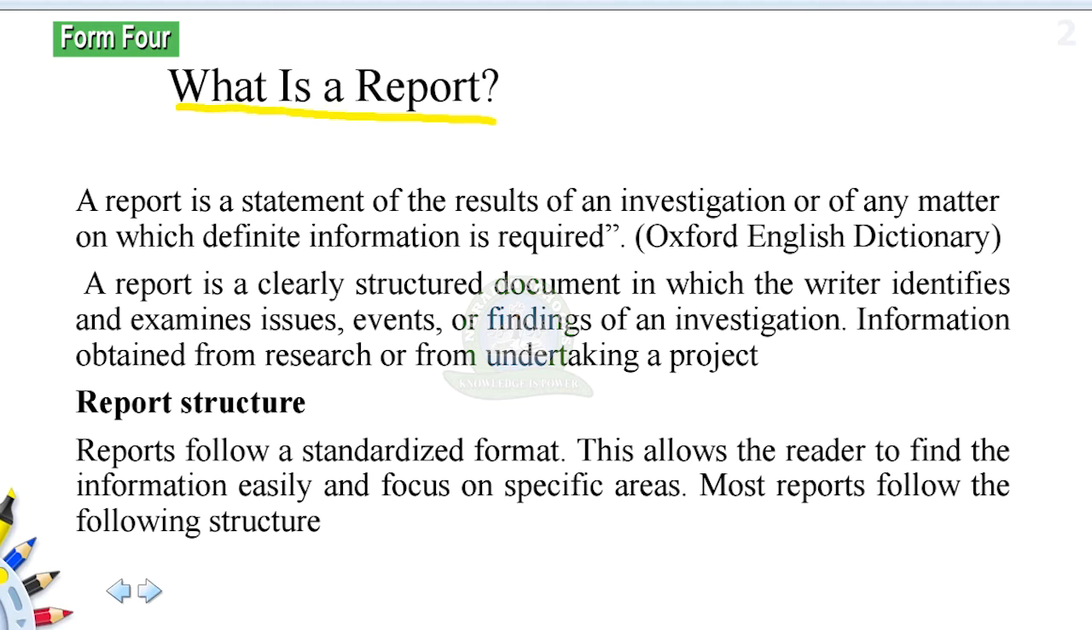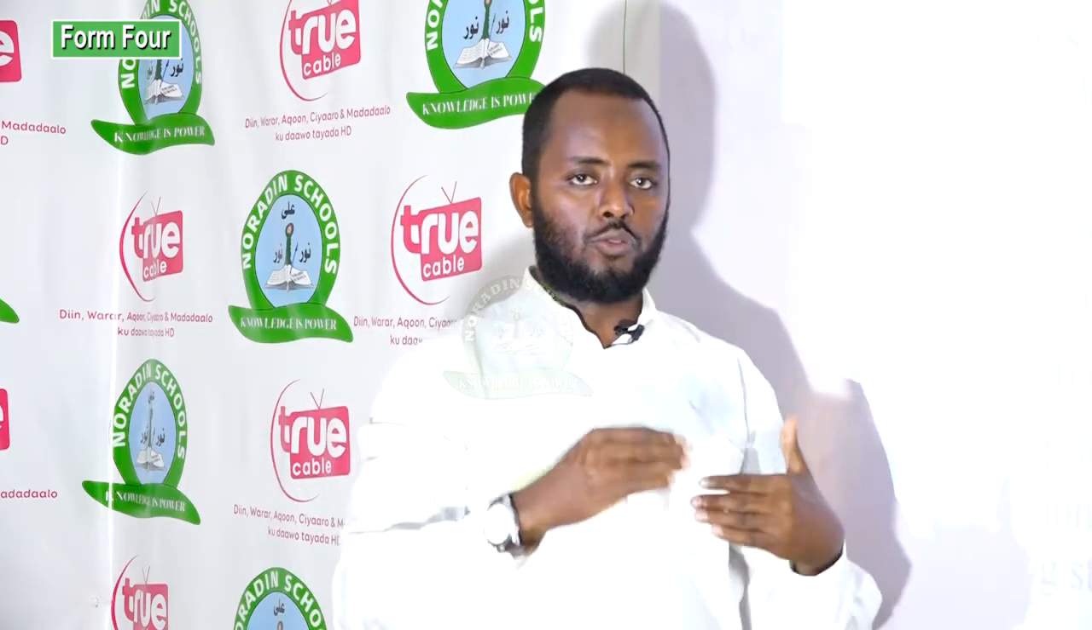We have to ask ourselves, what is a report? A report is a statement of the result of an investigation of any matter on which definite information is required. That's the Oxford Dictionary definition. So why are you writing a report? To investigate, to get results or any definite information that's required.